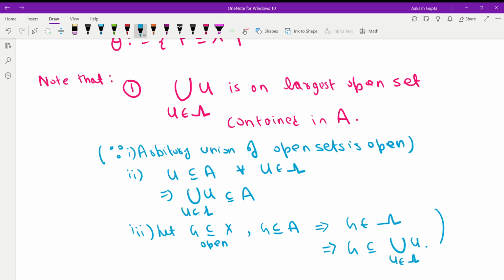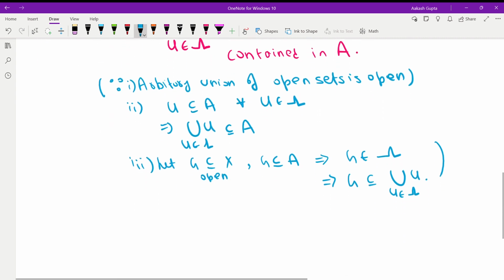So you see, these are the arguments why the union of U in capital lambda is the, and I am saying it is the. First I had written N, so you can cut this and write here the. It is the, because it is largest, it is unique. If you take another which is largest contained in A, then both of them would be inside each other and hence the equality holds. So it is the unique, and we can replace N by the. So it is the largest open set contained in A.